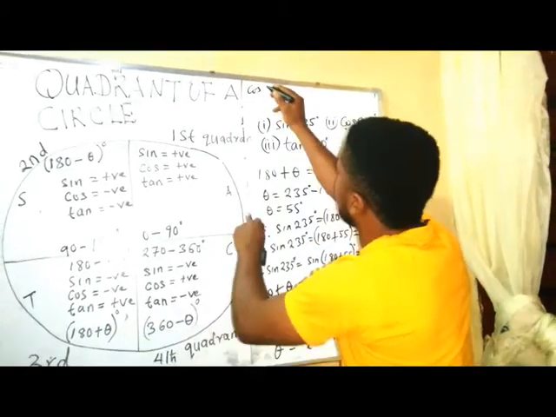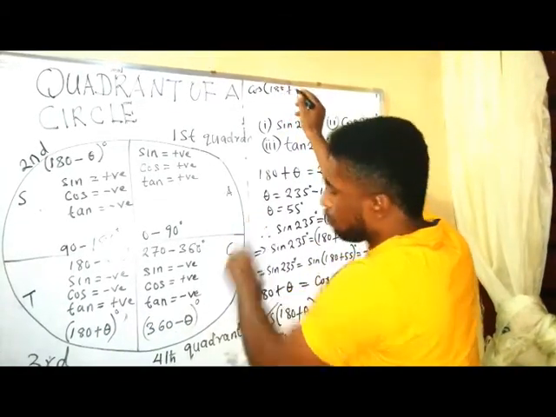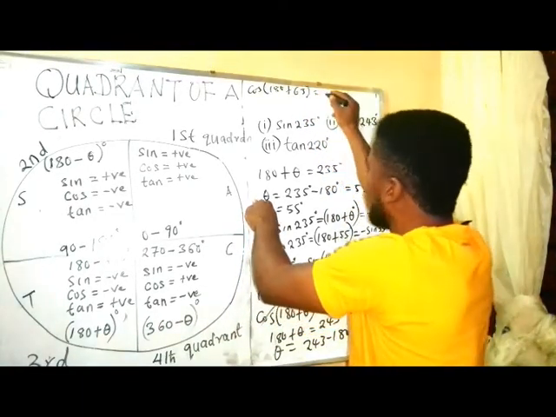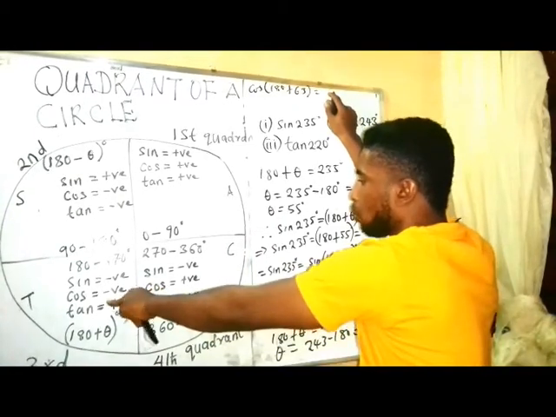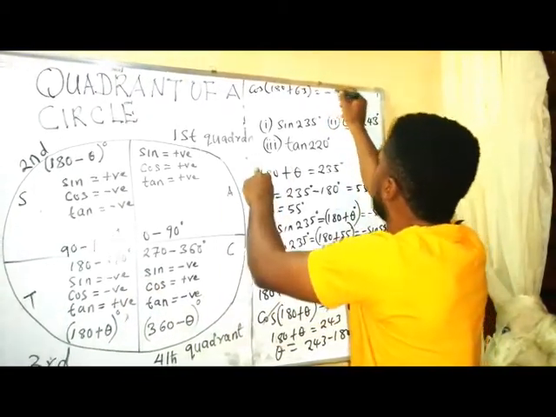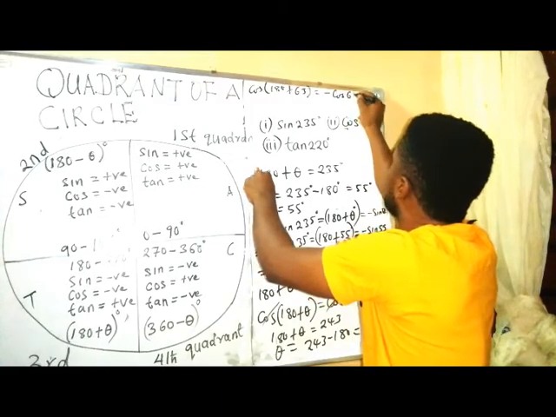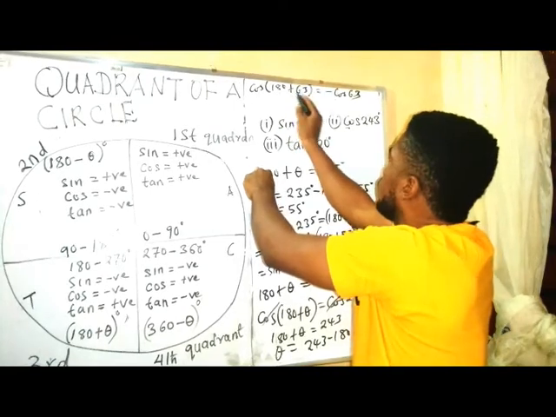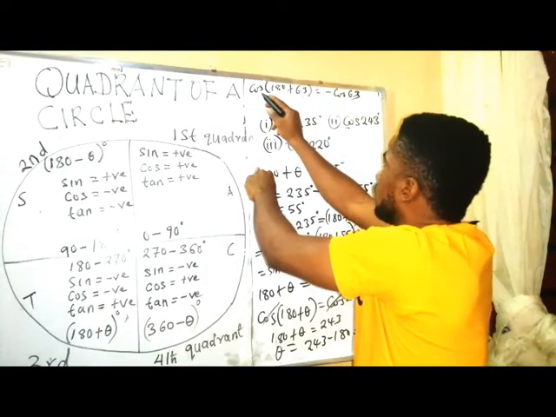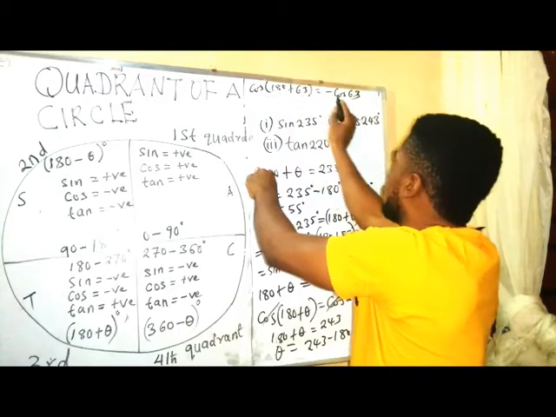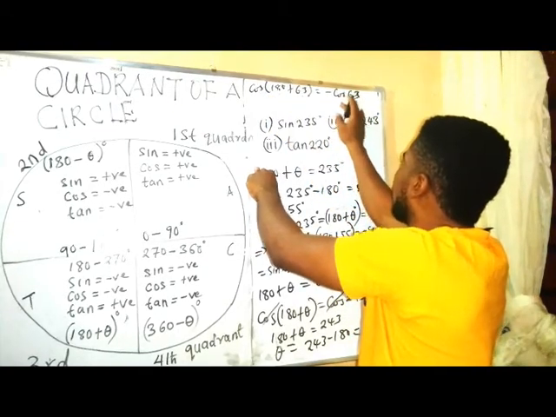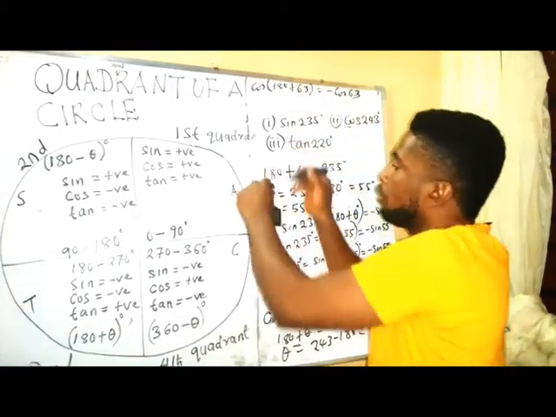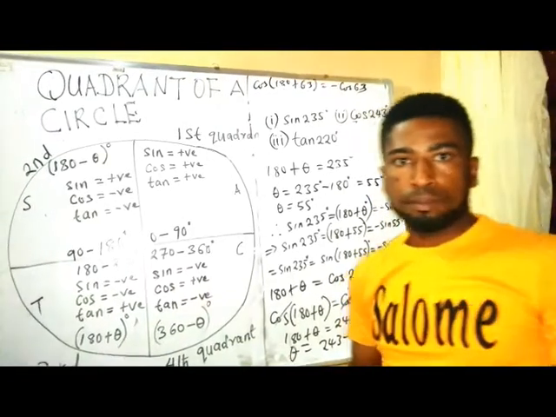Cos 180 plus theta is what? 63 degrees will also give you, remember that cosine is negative. So minus cos 63. So when you press your calculator, 180 plus 63, if you press the cosine of it, what you get will also be equal to what you get if you press minus cos 63 on your calculator. Okay.